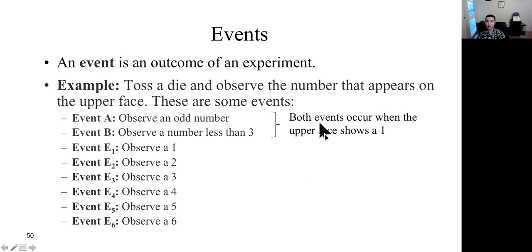We can see both event A and event B occur when the upper face shows a 1, because 1 is an odd number and 1 is also less than 3. Event E1 is defined as observing a 1, E2 as getting a 2, and so on. Those are all the possible outcomes for the experiment of tossing a die. The only outcomes are 1, 2, 3, 4, 5, or 6.